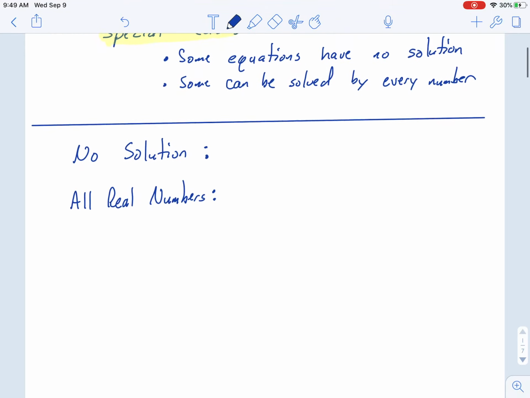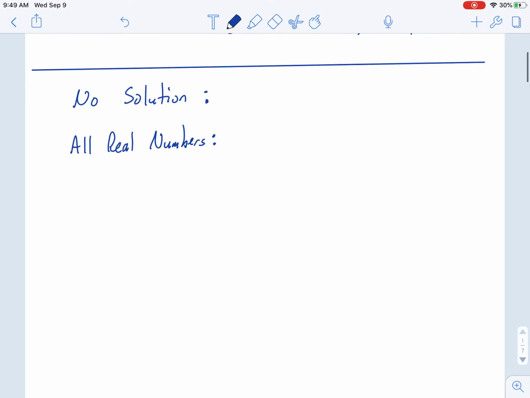And before we get going, I want to give you a little notation. If there is no solution to the equation, you can just write the words no solution. However, a common symbol is that circle with a line through it. It is not a zero, it is a circle with a line through it. And then a symbol for all real numbers. Again, you can write the words all real numbers. That means every number solves the equation.